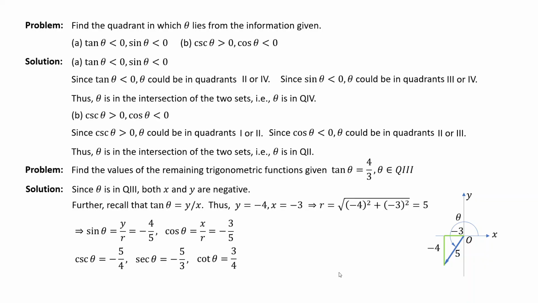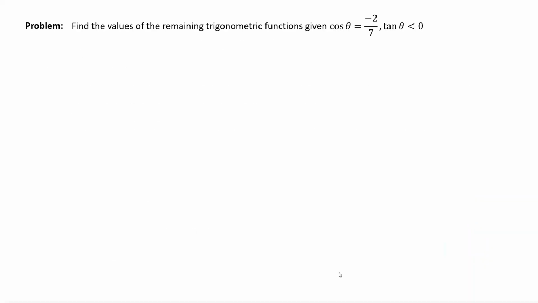Cool. Let's see. Problem: find the values of the remaining trigonometric functions given cosine theta is negative 2/7 and tangent theta is less than 0. So they didn't even tell us which quadrant theta is.